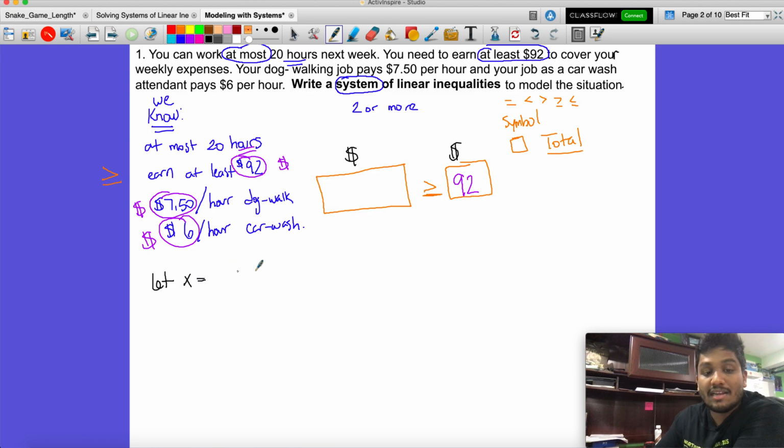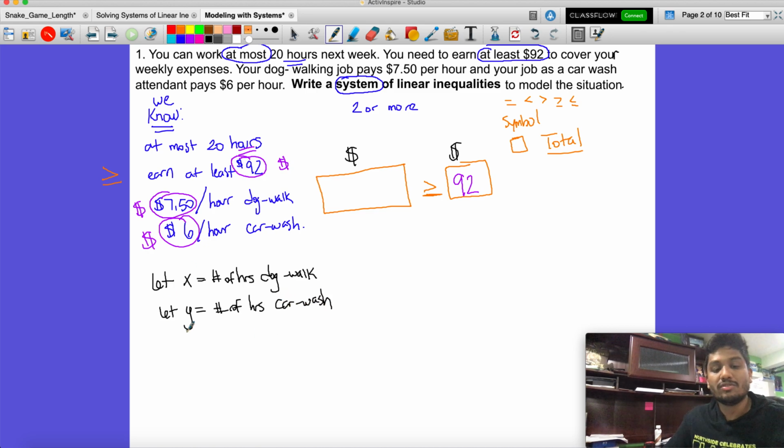I can't just say dog walk, because what does that mean? What are you doing that you're earning $7.50? How often is that? So this is going to be the number of hours that you dog walk. And y, that's another variable, is going to be the number of hours that you car wash.